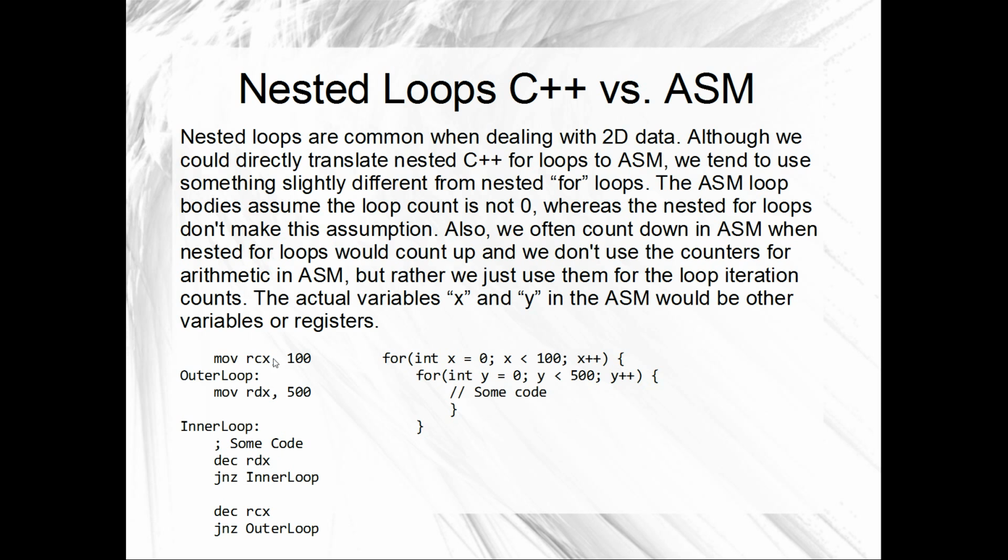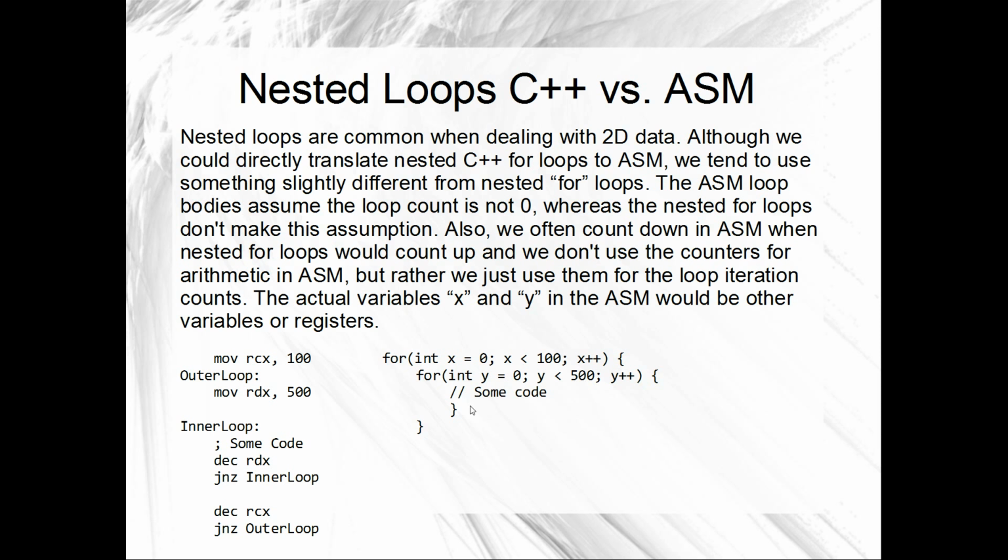The other weird thing is that in assembly we often count down, and in C++ we count up. So in C++: for x equals 0, while x is less than 100, x plus plus. Whereas in assembly, what we're doing here is setting the counters to the last number, the 500 and the 100, and decrementing them, counting down. It's pretty weird, but that's a pretty normal nested loop in assembly.